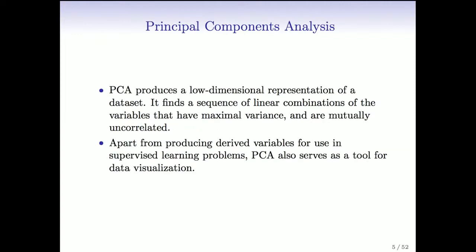Okay, so let's start with the first main method for unsupervised learning, principal components analysis. This goes back probably to the 1930s in statistics when it was first invented. So PCA produces a low-dimensional representation of a data set, and it finds a sequence of linear combinations of the variables or features that have maximal variance, and at the same time, they're uncorrelated. So there's a first principal component, which has the highest variance across the data. It's a linear combination of the features. And then a second component, which is uncorrelated with the first, which has the highest variance under that constraint, etc.